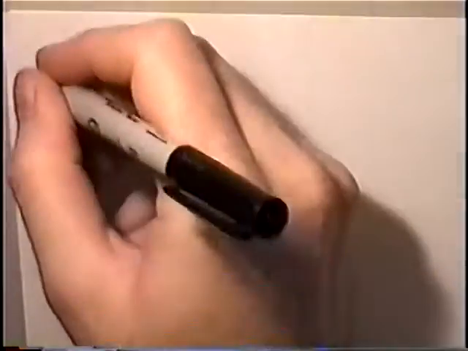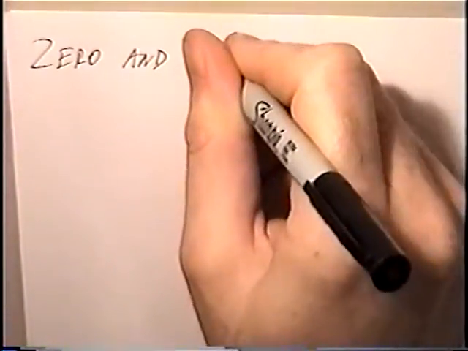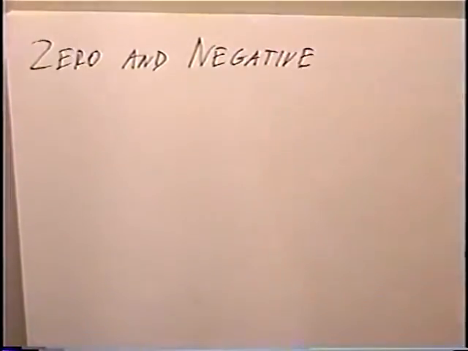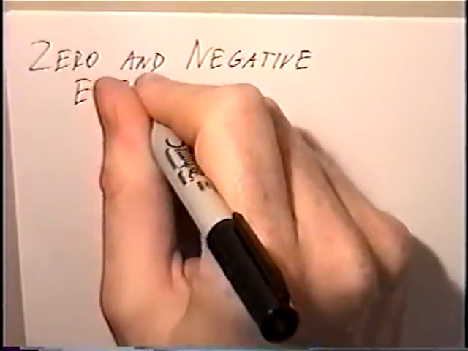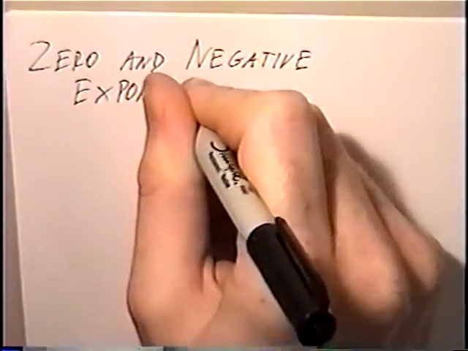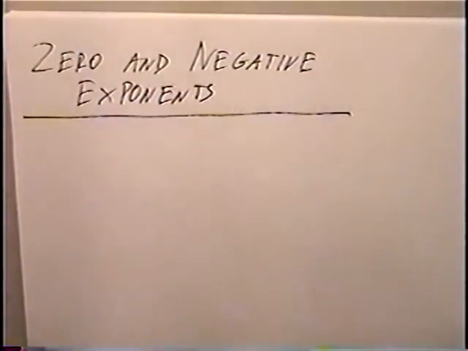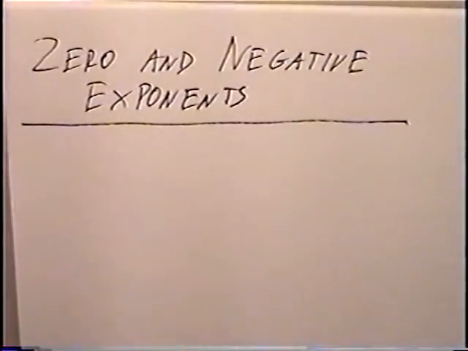Title of the last section today is 0 and negative exponents. In this section, we'll solve questions that have 0 exponents and also have negative exponents.